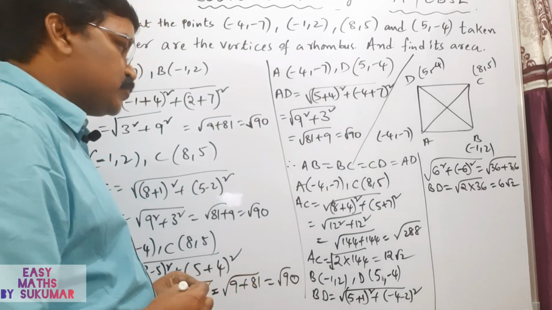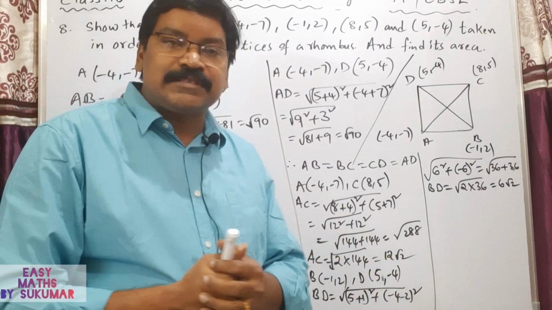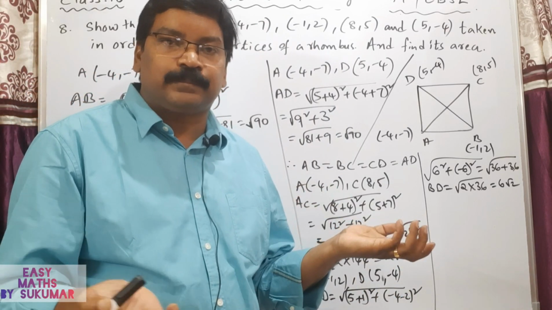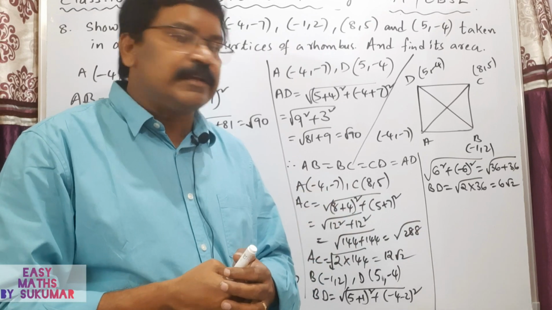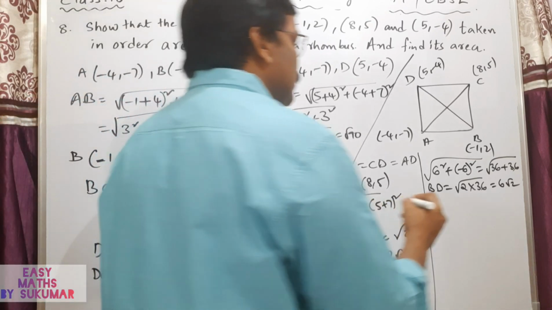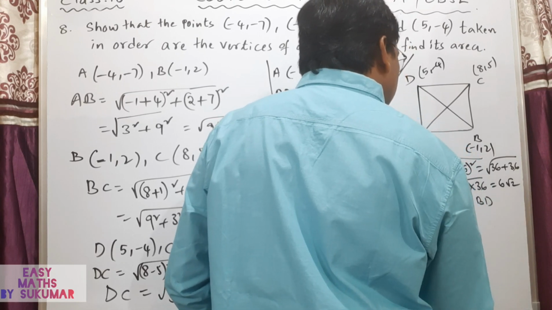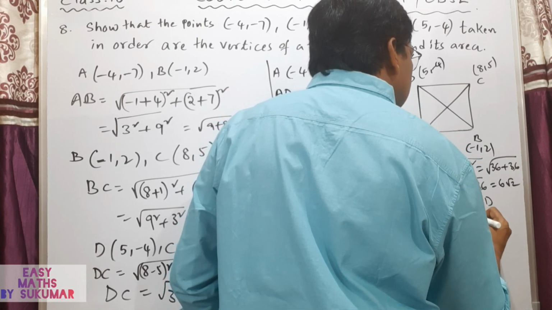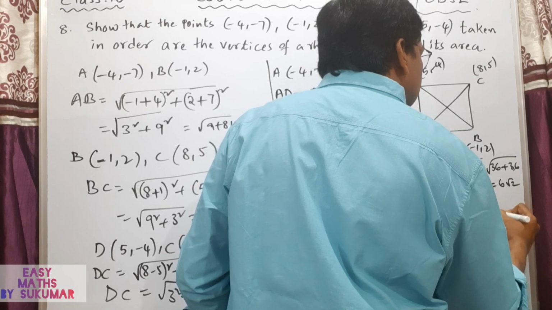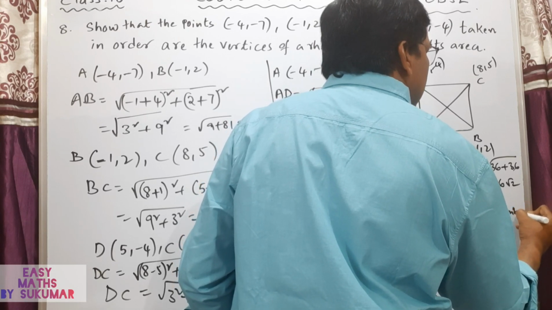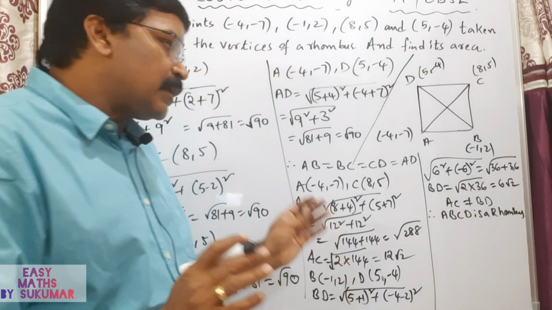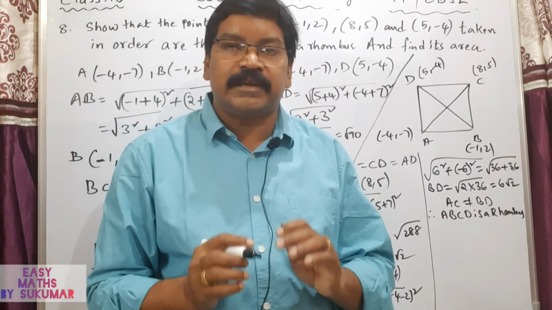Okay. So my dear students, the lengths of the diagonals AC and BD are not equal. AC is not equal to BD. Therefore, ABCD is a rhombus. Okay. If the AC and BD are equal, then it is a square.